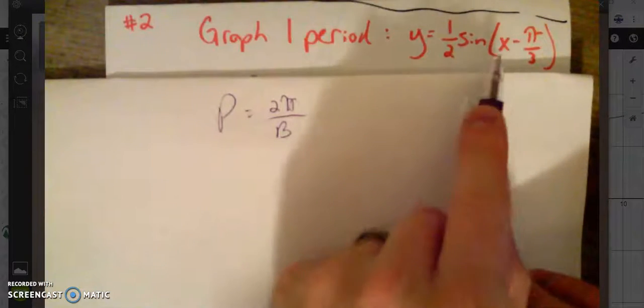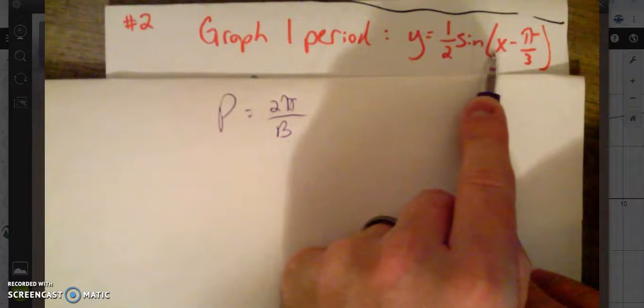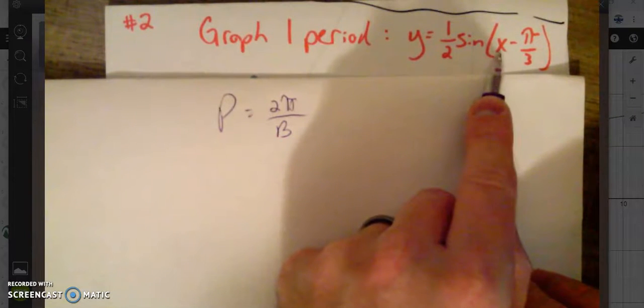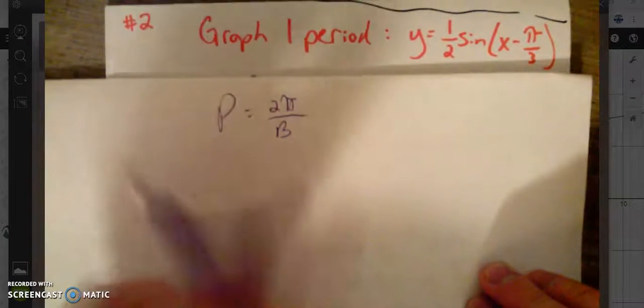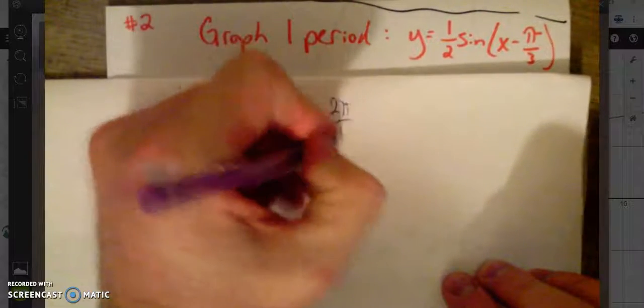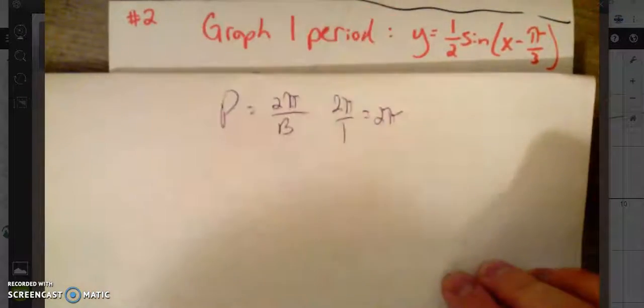To find the period of our function, it's always going to be 2 pi over b. B is always that number in front of our x value or t value or whatever variable we're using, but in this case it's an x, and there's an invisible 1 there. B is 1, so 2 pi over 1, easy enough, that's 2 pi. That's going to be my period.